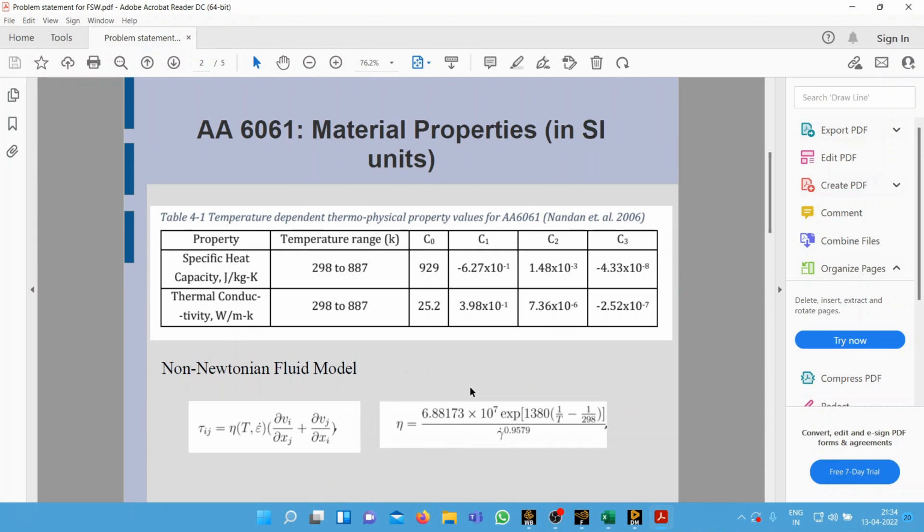As it is a thermomechanical analysis, thermal properties such as specific heat and thermal conductivity should also be specified in the problem setup. Here they are given as a polynomial function of temperature of degree 4. So generally these coefficients C0, C1, C2, C3 are fed in the software and it will give the desired result. And the non-Newtonian fluid model is used here.